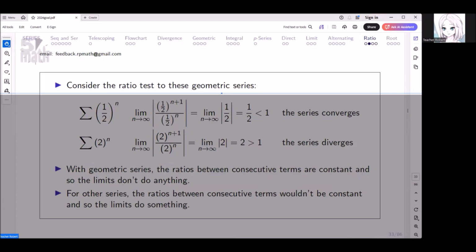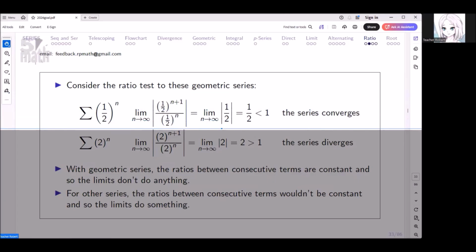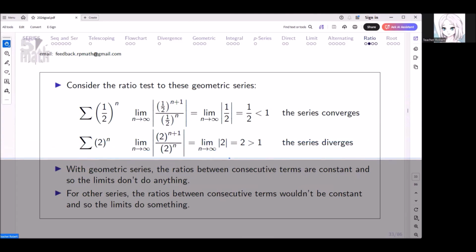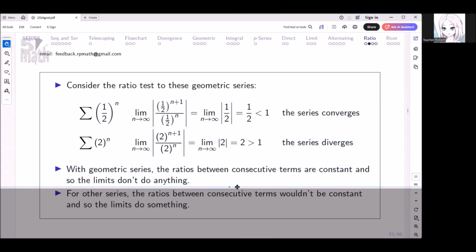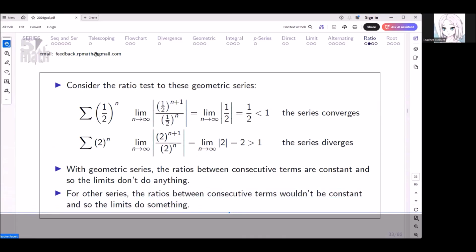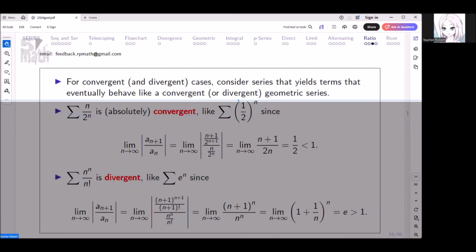Consider the ratio test applied to these geometric series. We have this, the series converges. We have that, the series diverges. With geometric series, the ratios between consecutive terms are constant, and so the limits don't do anything. For other series, the ratios between consecutive terms wouldn't be constant, and so the limits do something. For convergent and divergent cases, consider series that yield terms that eventually behave like a convergent or divergent geometric series.